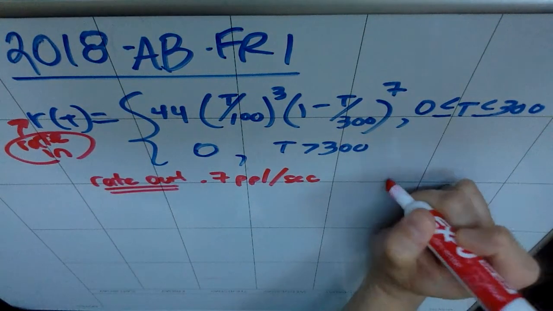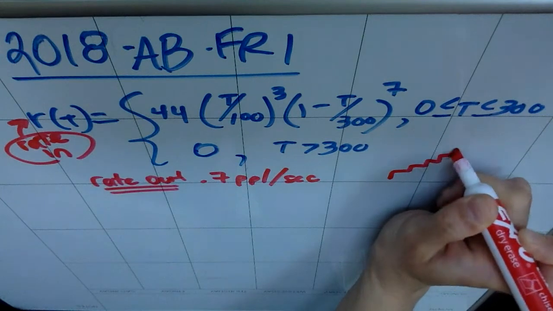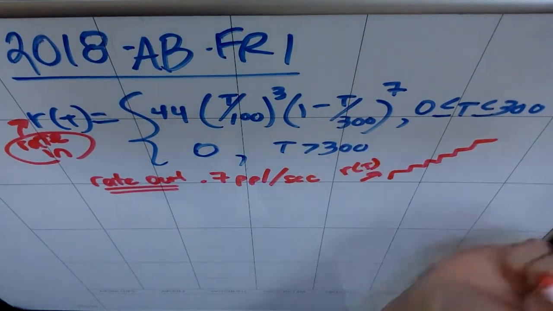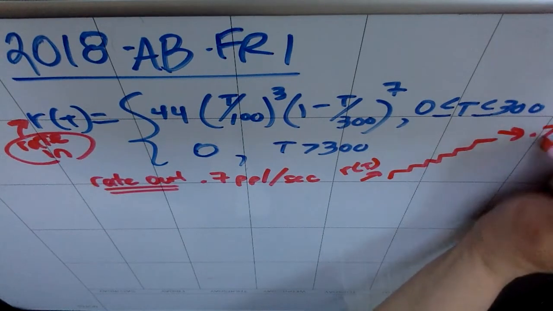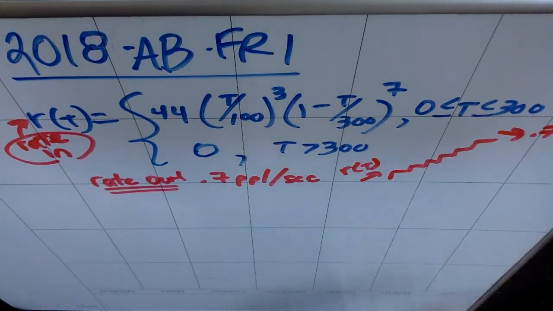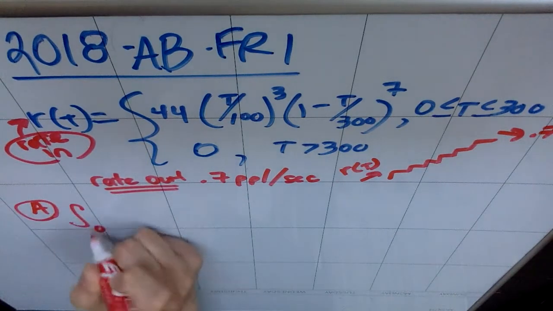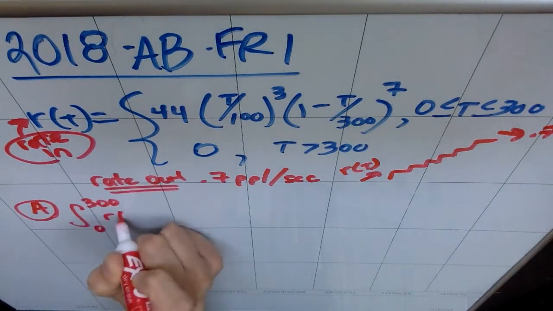So there's people getting on this escalator, here's my little ridiculous escalator. There's a rate that people are getting on, and there is this 0.7, that is the rate they're getting off. So they get on the escalator, they get off the escalator. Whenever we're handed a rate, if we want to find the quantity of people, we integrate. So part A is going to be the integral from 0 to 300 of r of t dt.